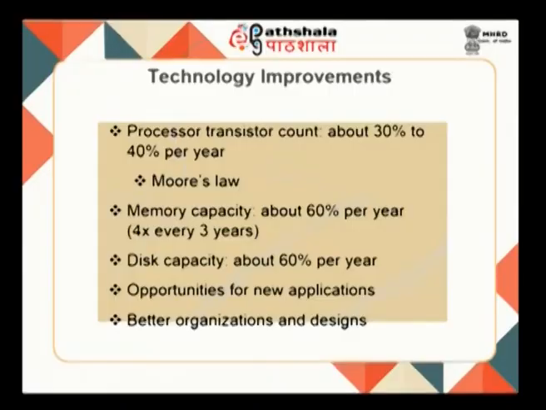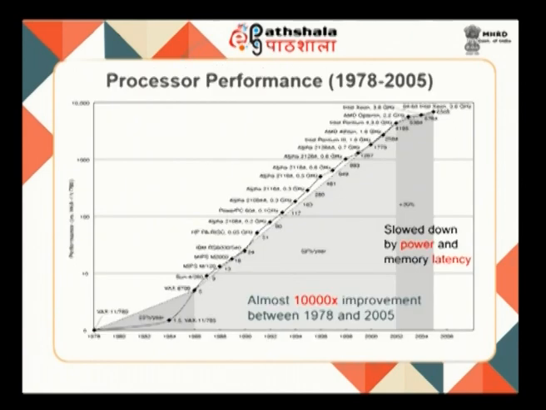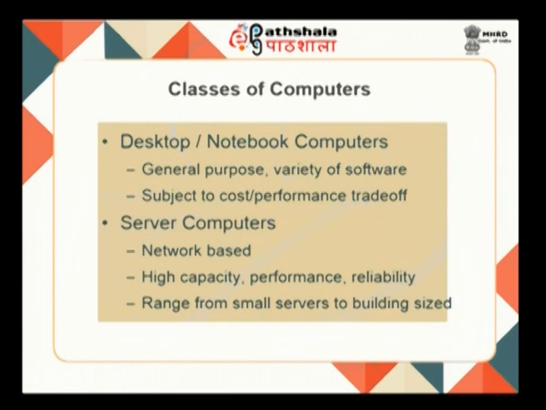Memory capacity has also gone up about 60% per year, and disk capacity about 60% per year. All these technological advancements have given rise to opportunities for new applications, and this has given rise to better organizations and designs. I have already pointed out Moore's law, and this shows processor performance over the past two or three decades, from 1978 to 2005. After 2005, you find that performance has actually slowed down because of what is called the power problem and the memory latency problem.